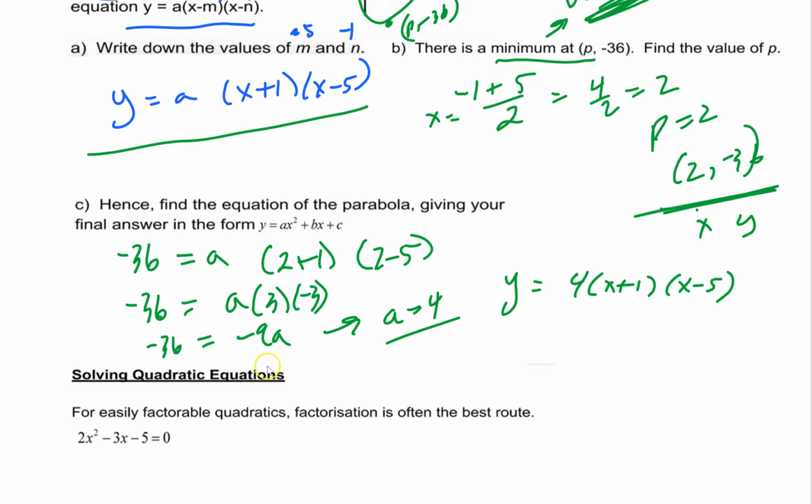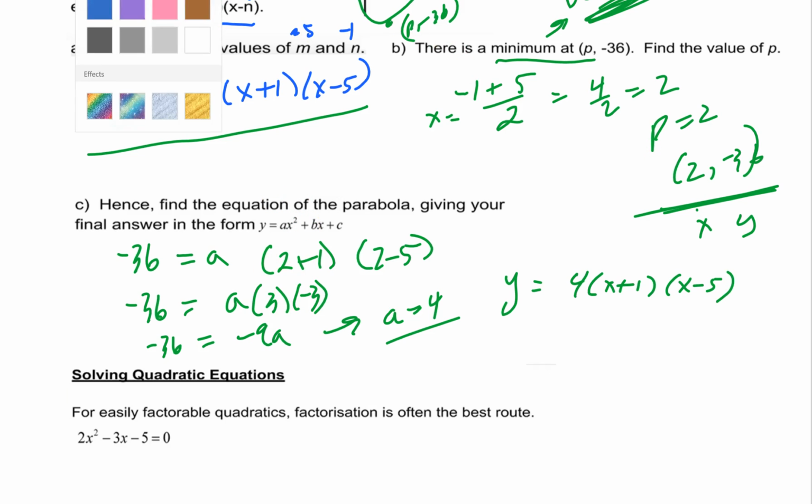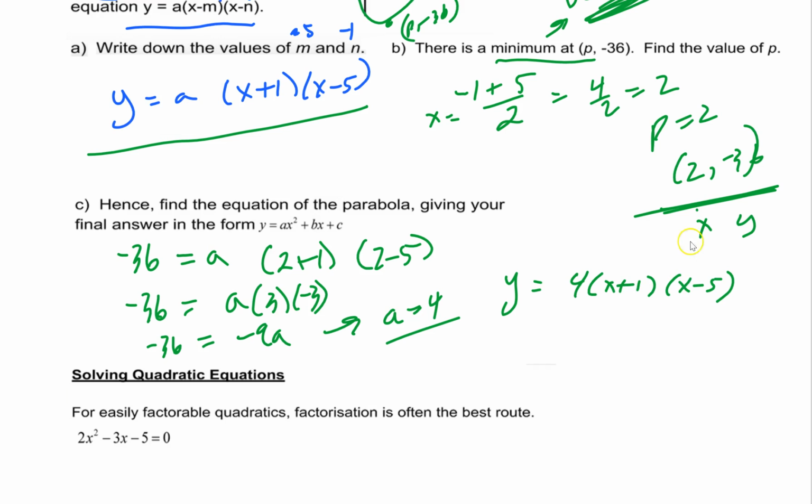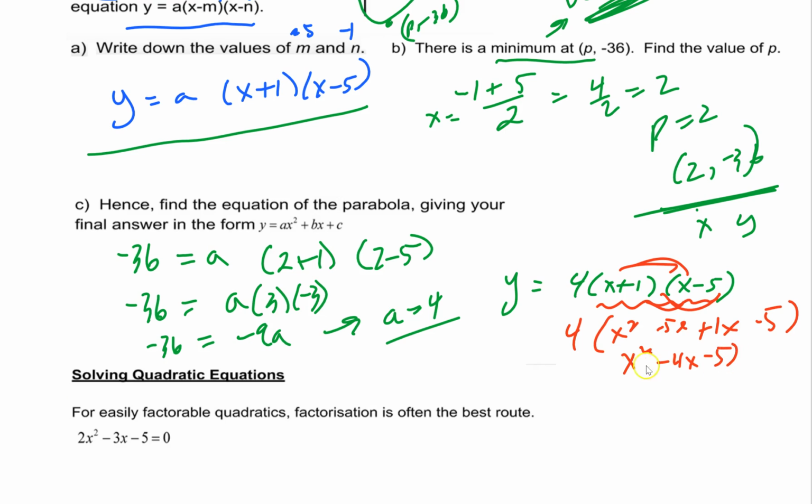So now, if you notice, that's still not in the standard form that everybody hates, me included. So what we do next is we distribute. That's all you have to do. So multiply these first: x squared minus 5x plus 1x minus 5. Let's simplify this inside first, actually. And now times it by 4, and you get y equals 4x squared minus 16x minus 20. And there you go.